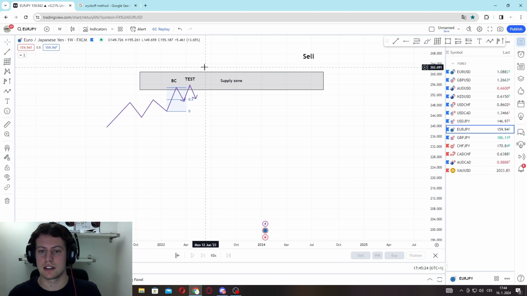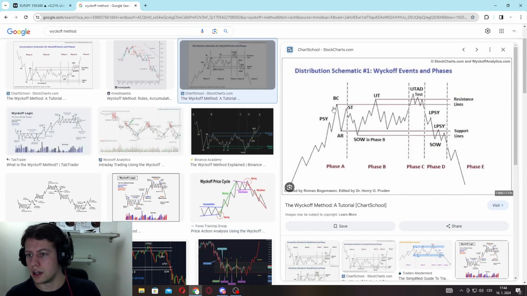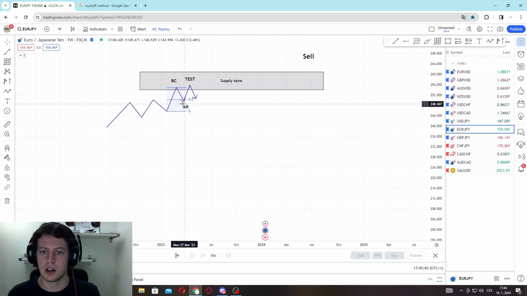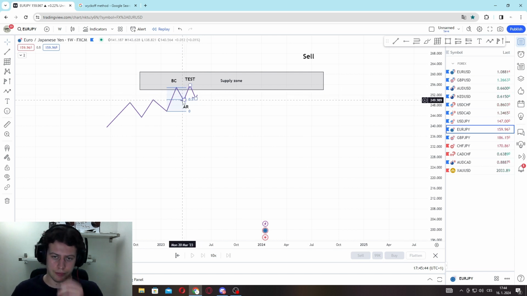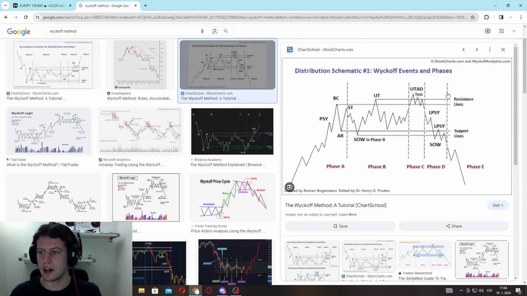Okay, so we have test. You can see that we are here. So yes, buying climax is the first one. Also, this is AR, the automatic rally. It's just a pullback. So buying climax, automatic rally, test, and now we have the up thrust.